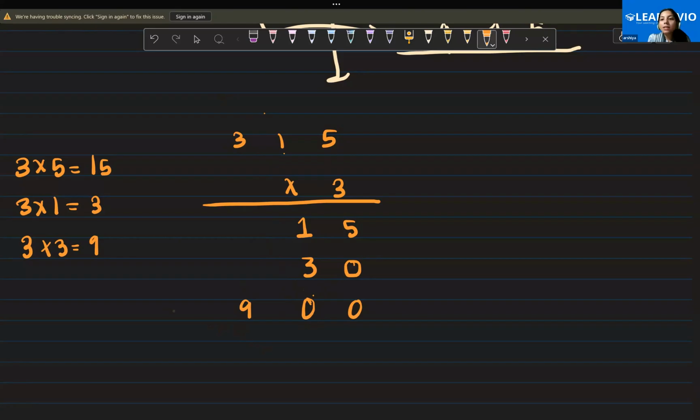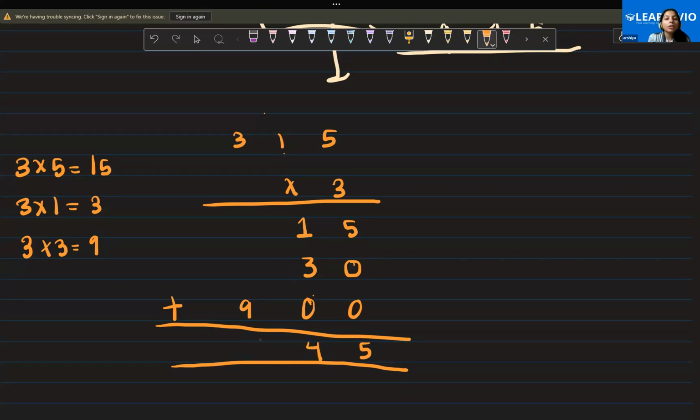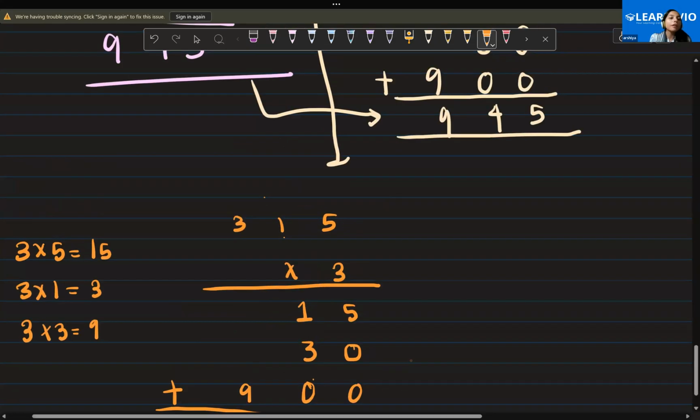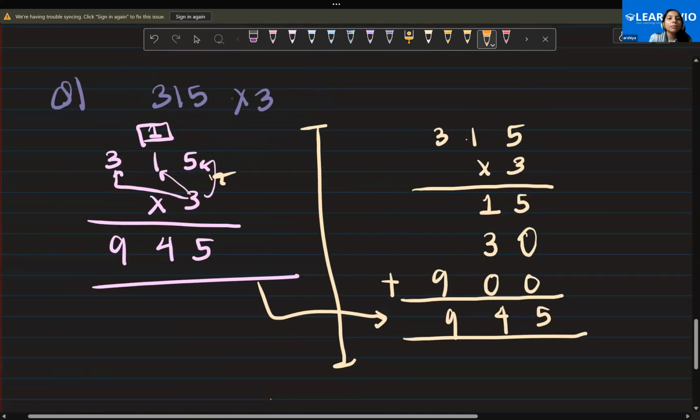Okay. Now the last step to get a final answer is to add all these numbers. So now 5 plus 0 will be 5. 3 plus 1 will be 4. And 9 will be this one. So our answer is 945, which was the same as when we multiplied it like this also.